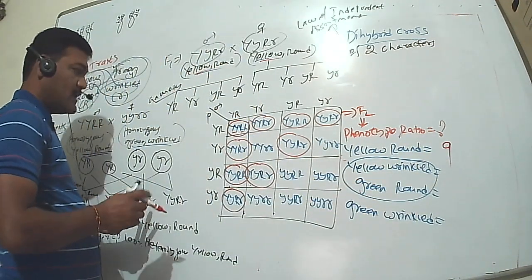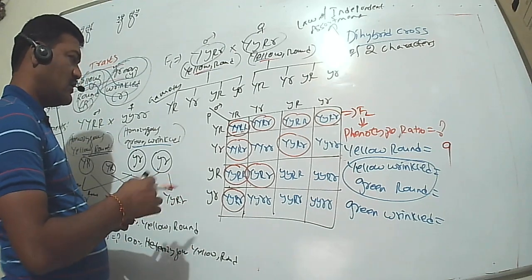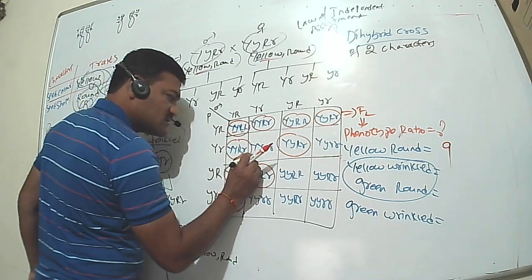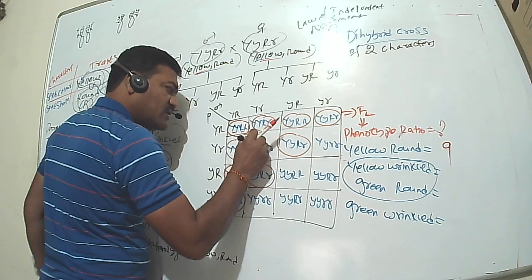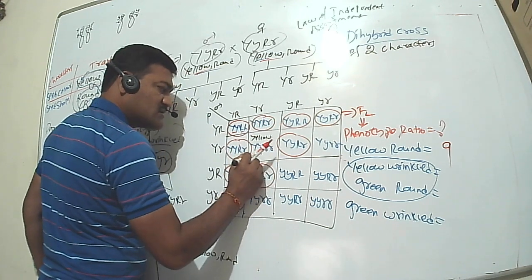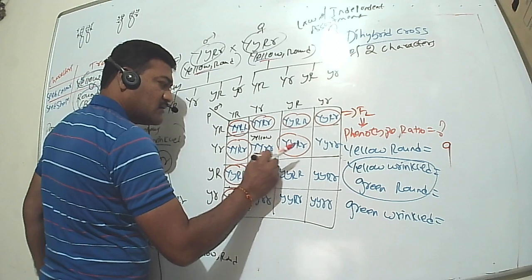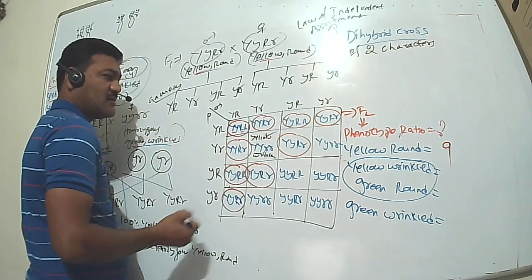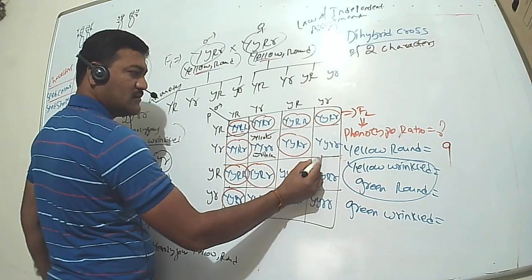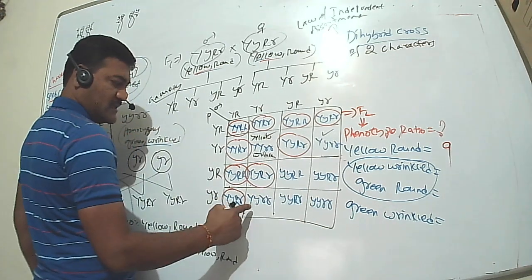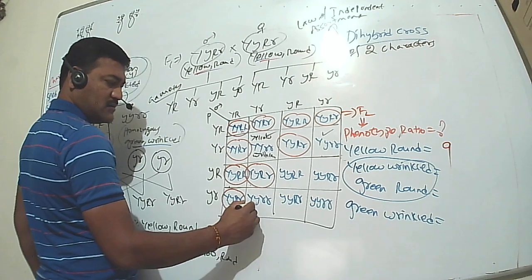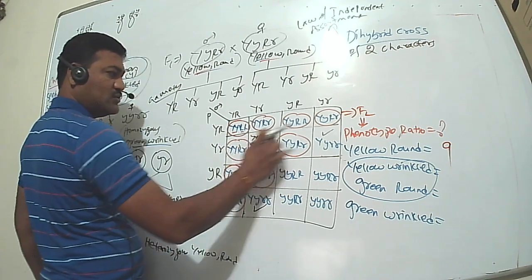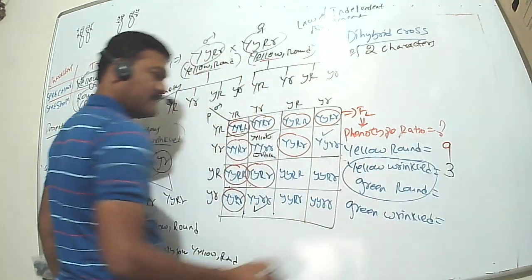And tell me how many, what is this? This is yellow, and smaller is wrinkled. Okay? This is yellow wrinkled. I'll put a tick mark. This one is also yellow wrinkled. And this one is also yellow wrinkled. So 1, 2, 3. 3 yellow wrinkled.